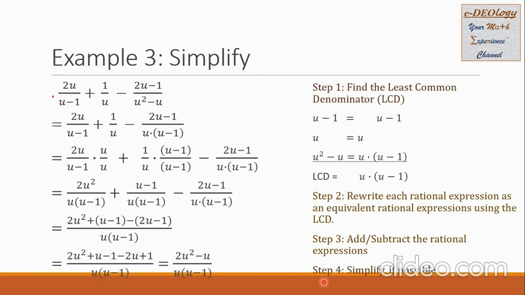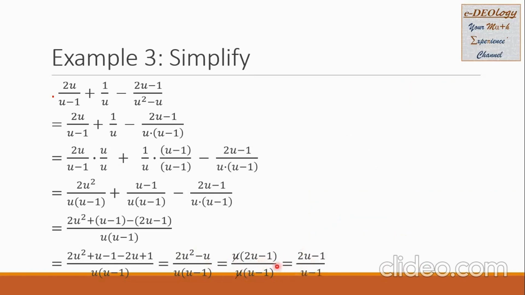In step 4, let us simplify if possible. In the numerator, I observe that there is a common factor, and that is u, that we can pull out. And you see the u, it is common to the numerator and denominator that we can cancel. So after the cancellation, we will just collect the remaining terms. So this is now equal to 2u minus 1 all over u minus 1.